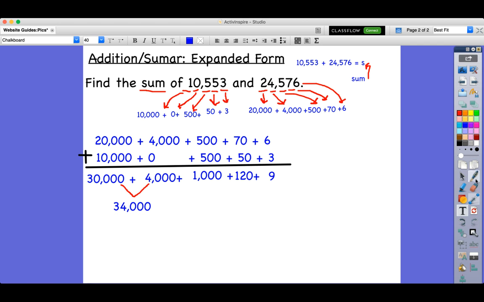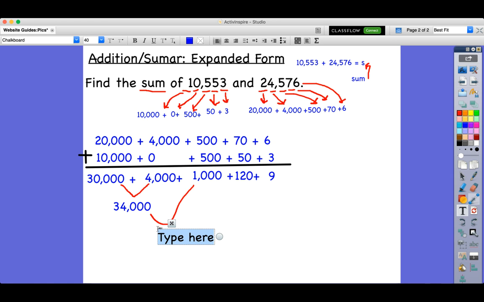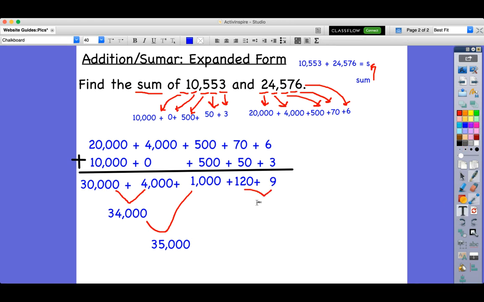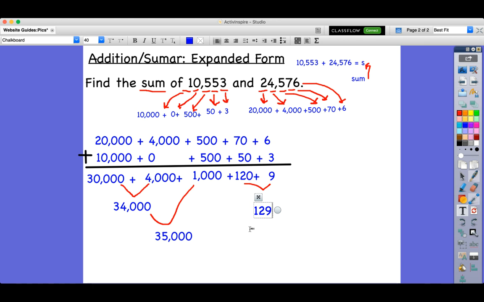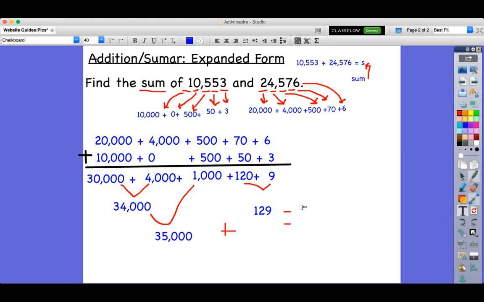Then I'm going to add a 1,000 to that number because they're all in the thousands place there. So 34,000 plus 1 more 1,000 is equal to 35,000. And now I know that 120 plus 9 equals 129. And now I can just add those 2 numbers pretty easily in my head. And so our sum is going to be equal to 35,129.